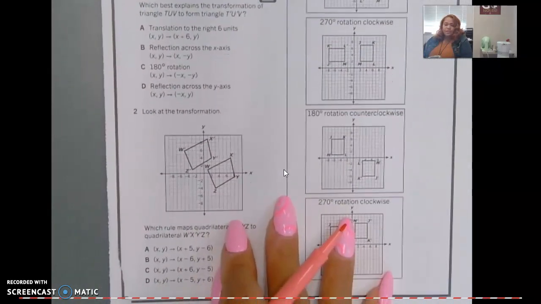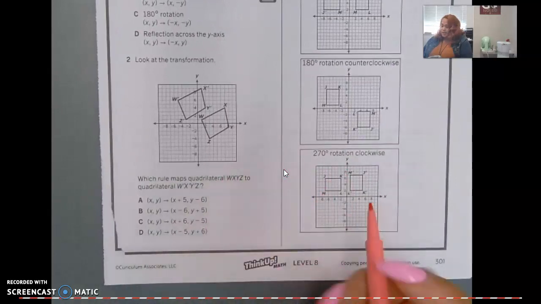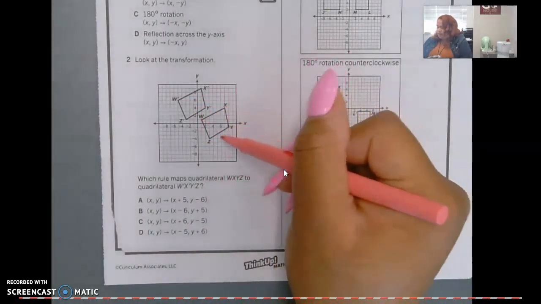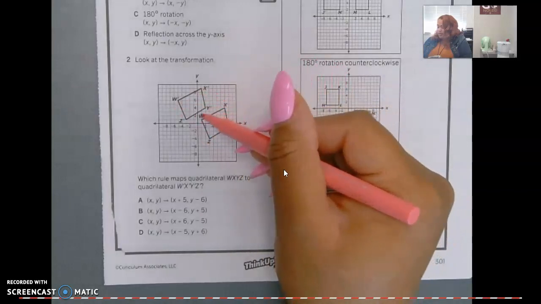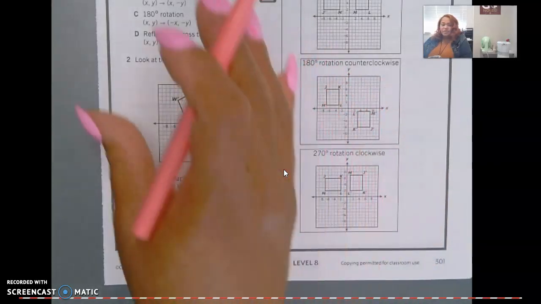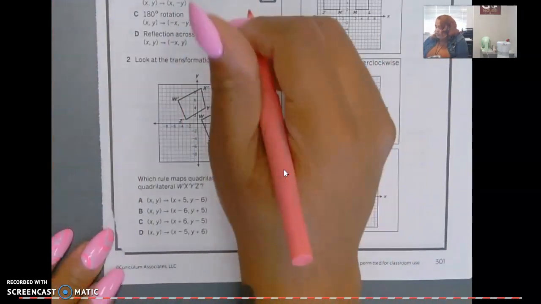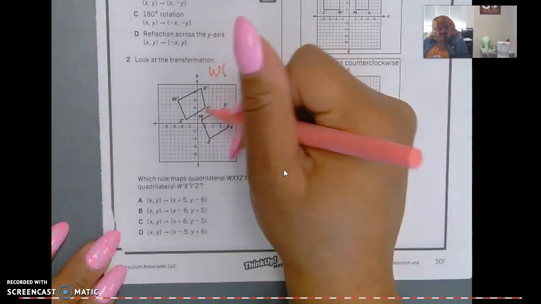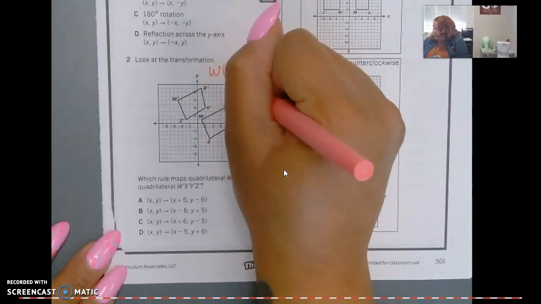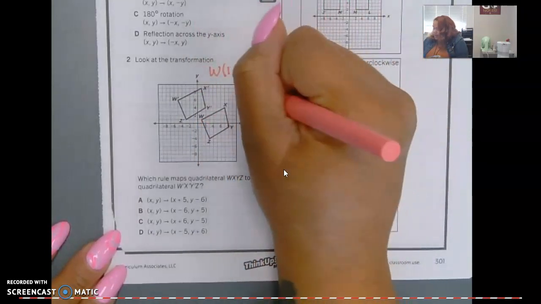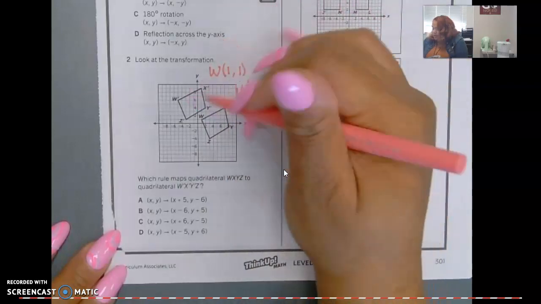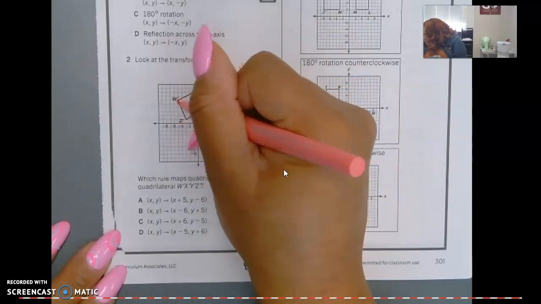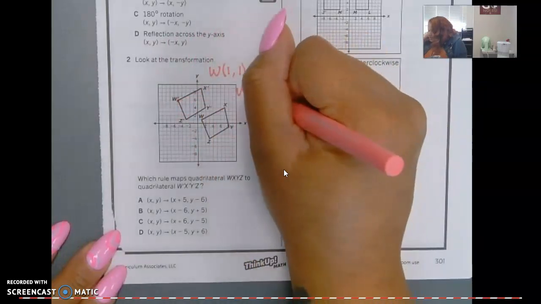Looking at number 2, it says look at the transformation. Now all the letters are still upright, W, X, Y, and Z, W prime, X prime, Y prime, Z prime. It looks like they've shifted up that way. So you need to look at W, where you run 1, jump 1, and then W prime, add that little apostrophe, to where you run, what's that? -5, 6.